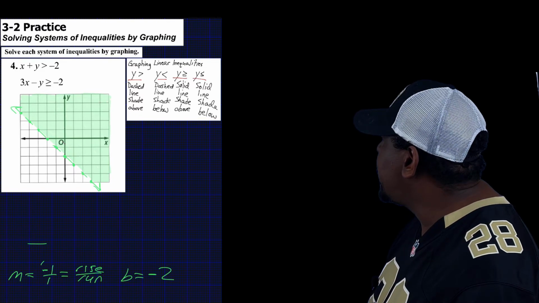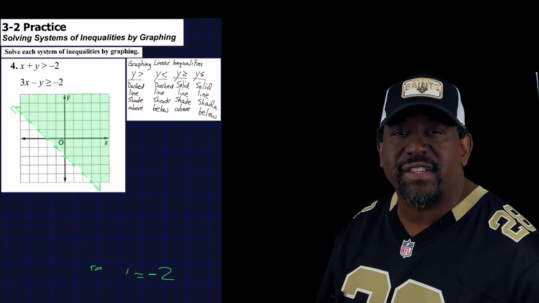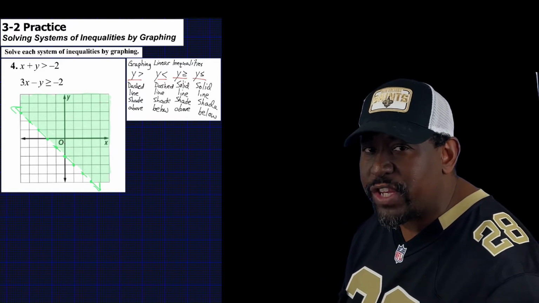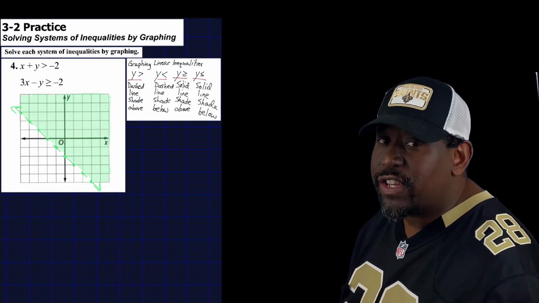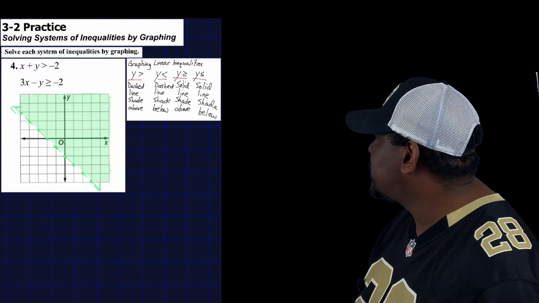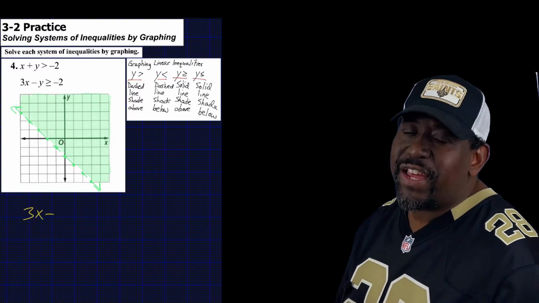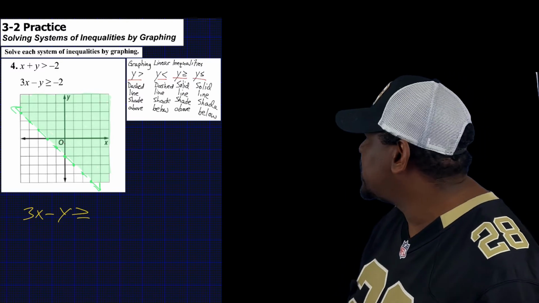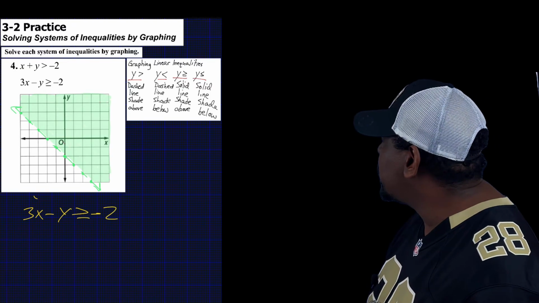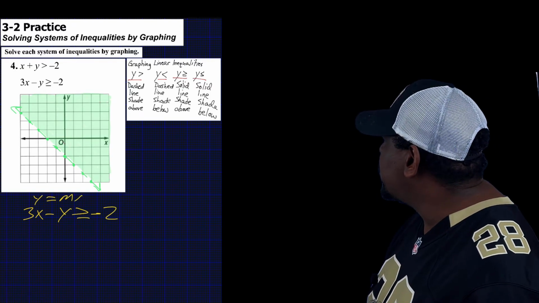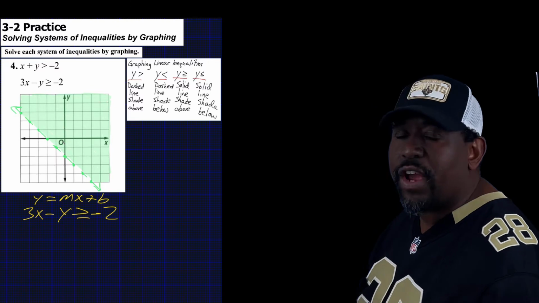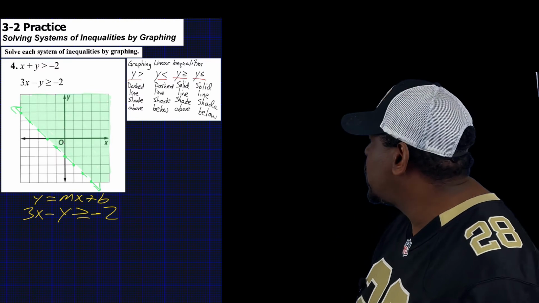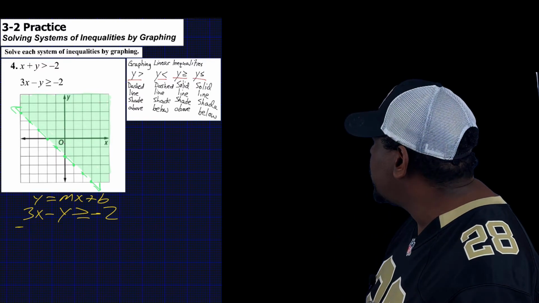And we're going to write down the second inequality and put that in slope-intercept form. Does everyone know at this point what the slope-intercept form is? Sure we know. It's y equals mx plus b. So that's what you will see popping up above the problem. So we have here 3x minus y greater than or equal to -2. We'll put our slope-intercept form above the problem.